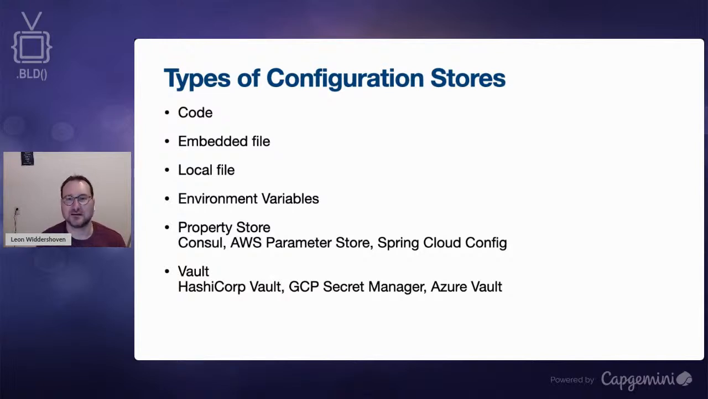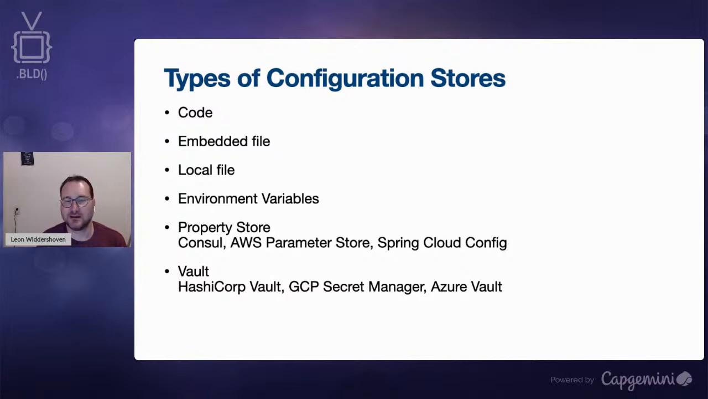If you deliver a container, then the files within that container are part of the artifact. So that would be an embedded file. The application properties in your Spring application, the resource directory, would be an embedded file. So those are types of configuration stores that are in your code, but it is a valid place to put your configuration. A local file, well, if you deliver a container as an artifact, there are no local files as such.